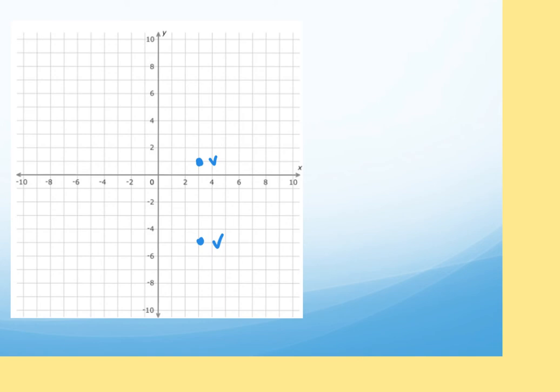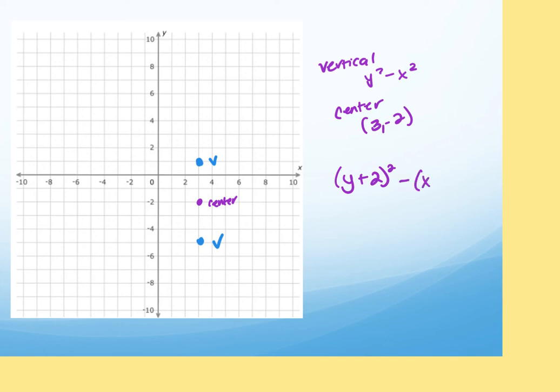So what does that tell you already? It's vertical, which means what comes first? Y. Y squared minus x squared. What else? Center, halfway between these. So my center is (3, -2). So now I got y plus 2 squared minus x minus 3 squared equals 1. I already have all of that. A is 3. So a squared would be 9.